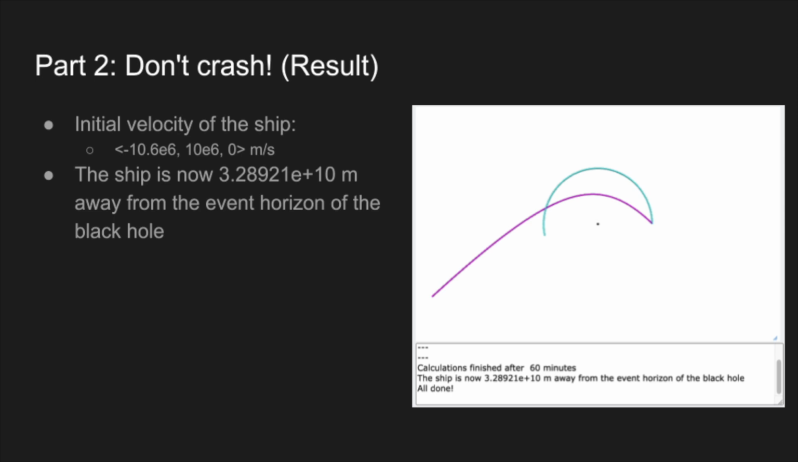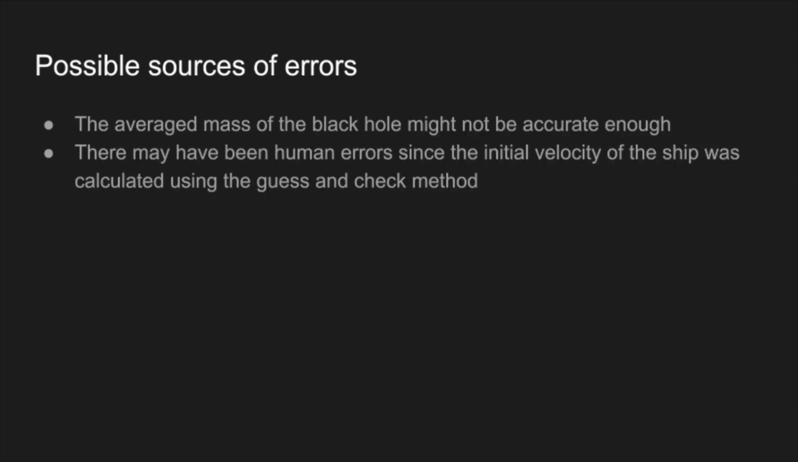And the ship is now 3.28921 times 10 to the 10 meters away from the event horizon of the black hole. Possible sources of errors: the averaged mass of the black hole might not be accurate enough. There may have been human errors since the initial velocity of the ship was calculated using the guess and check method.